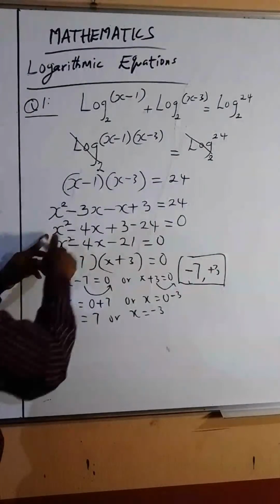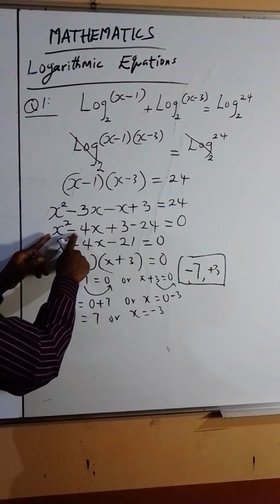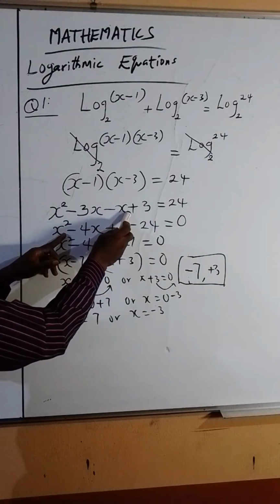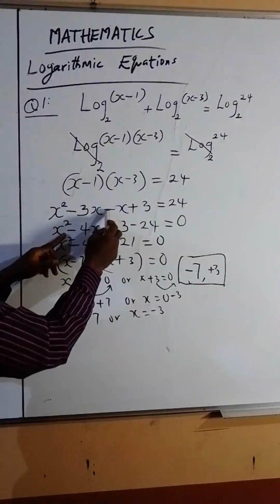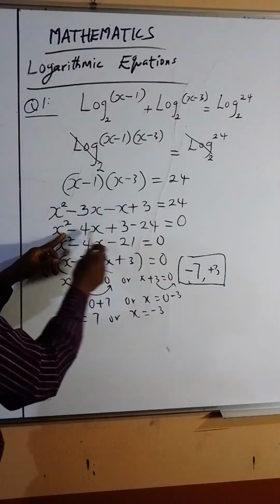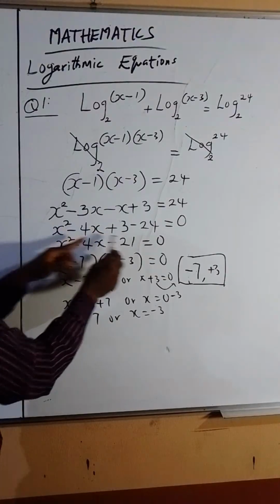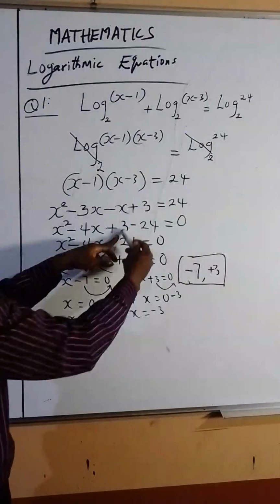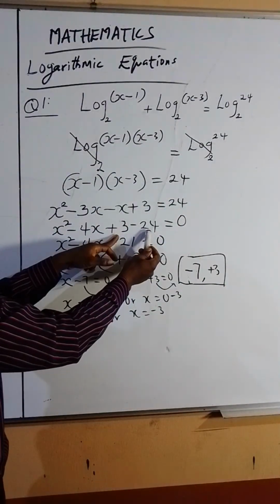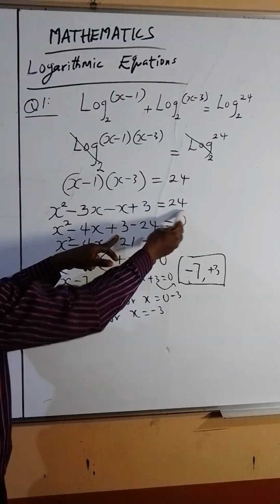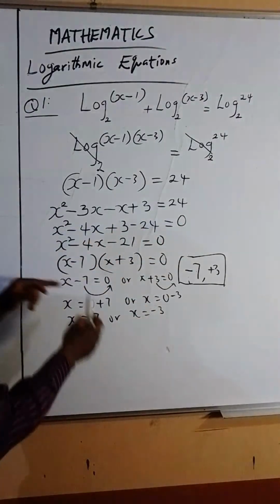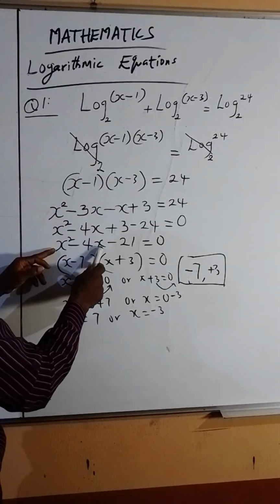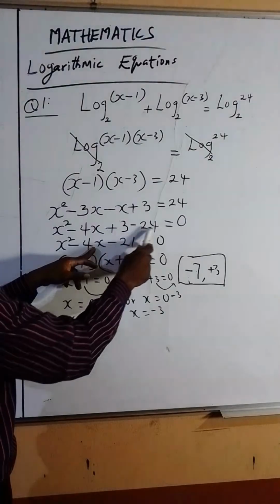Then we can simplify here, having our x squared, then minus 3x minus 1x. Minus x is actually minus 1x. That gives us minus 4x. Then this is plus 3 here. Then this is 24. We bring 24 to the left-hand side, and we are left with nothing here, so we put 0 here. Then the next phase is for us to have our x squared minus 4x, then here we have plus 3 minus 24.